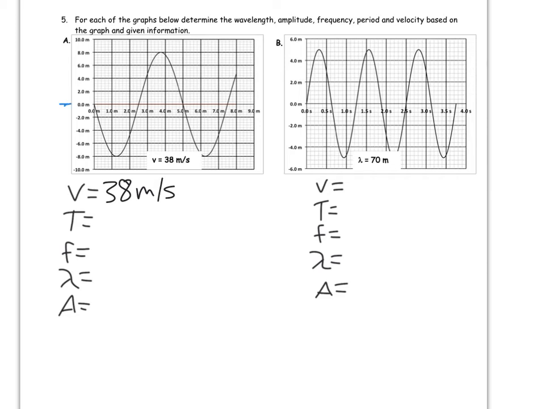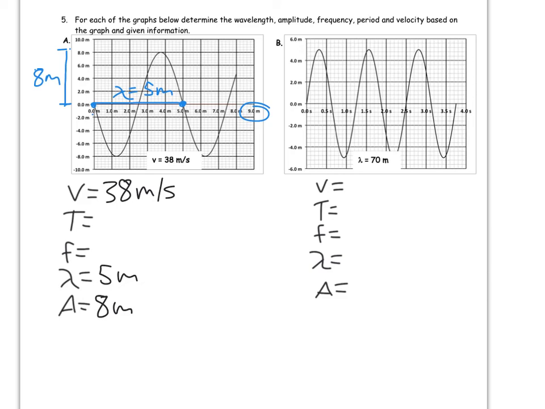So for amplitude, that is the distance from equilibrium to a crest or a trough, which in this case is going to be 8 meters. So I can go ahead and record that for my amplitude. If I look at this x-axis, I see that it's in meters. So I can see that one full wave is going to be from there to there. Since the x-axis is meters, this gives me my wavelength. And so my wavelength is going to be 5 meters.